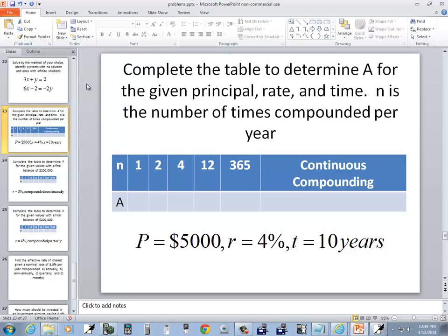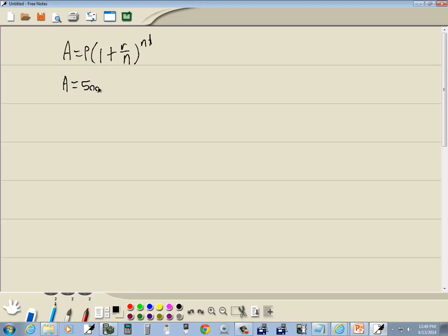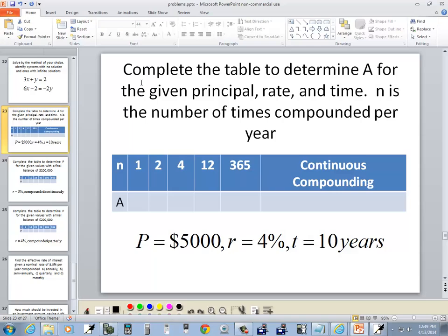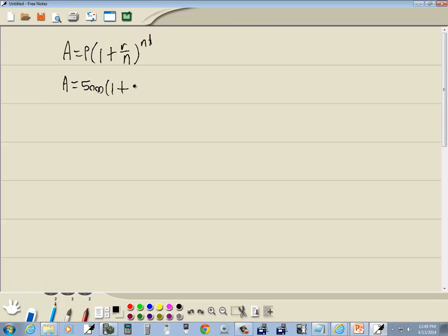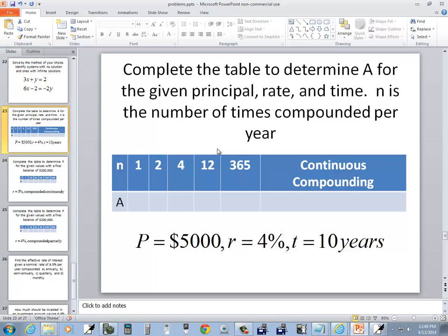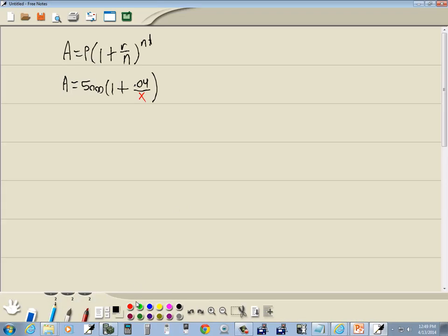A is equal to P, which is 5,000, times 1 plus R, which was 4%, so this would be 0.04, divided by N. Now remember, that's going to be our variable, so I'll put an X there. And then to the NT power, and T is 10, so it's going to be 10x. Now again, when you plug anything into your calculator, if you have more than a single number or a single variable in your exponent, you have to put parentheses around it. So when I plug this in, I'll put parentheses around 10x.